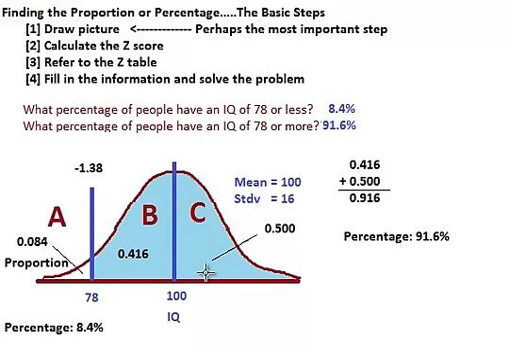Shade in the area that you care about. Refer to the Z table that corresponds to the shaded area. And you're done. So step 1, draw the picture. Step 2, calculate your Z-score. Step 3, refer to the appropriate Z table. Step 4, fill in the information and solve the problem.